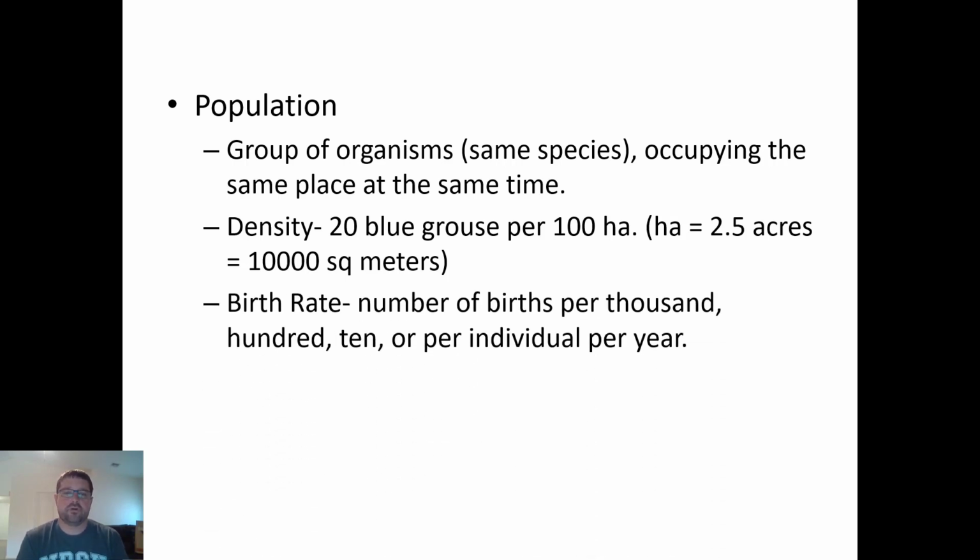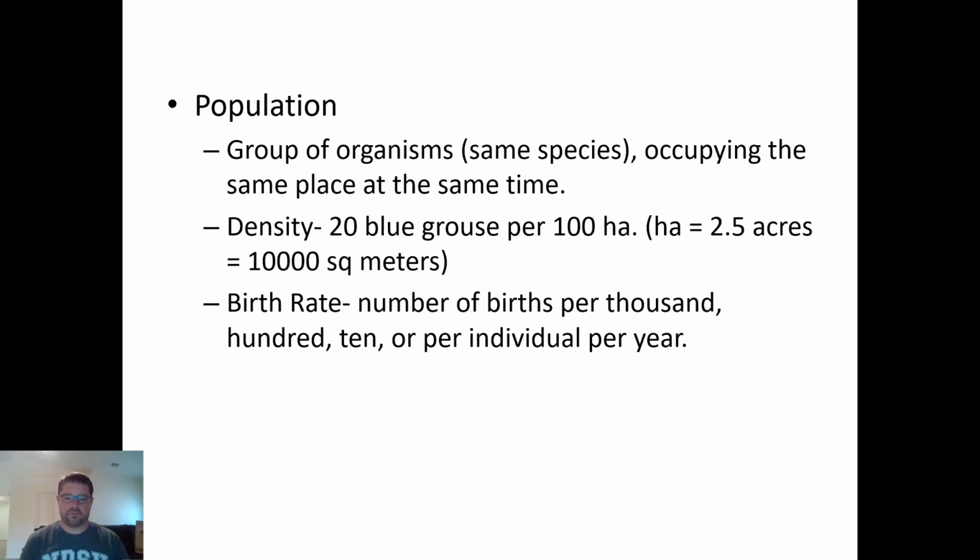In the population also goes birth rate. Okay? We're often interested in the number of individuals that are added to the population via birth. Okay? And this could be a birth rate that we represent as number of births per 1,000 individuals, 110, or even number of individuals per year. So it really depends on what organism we're talking about.